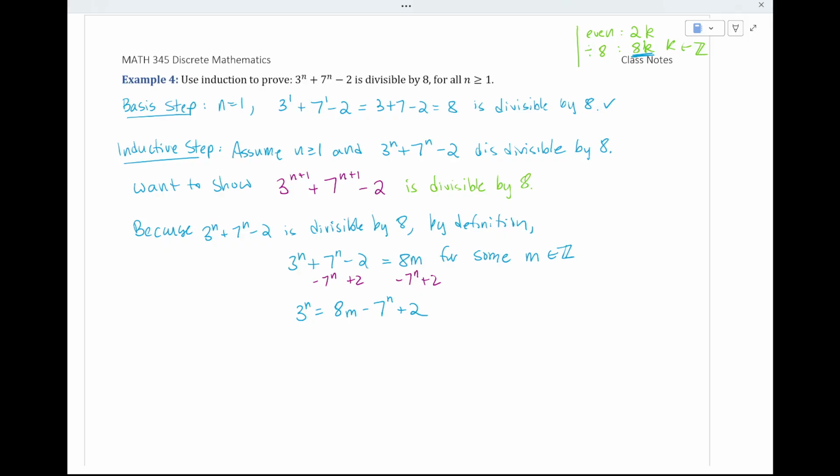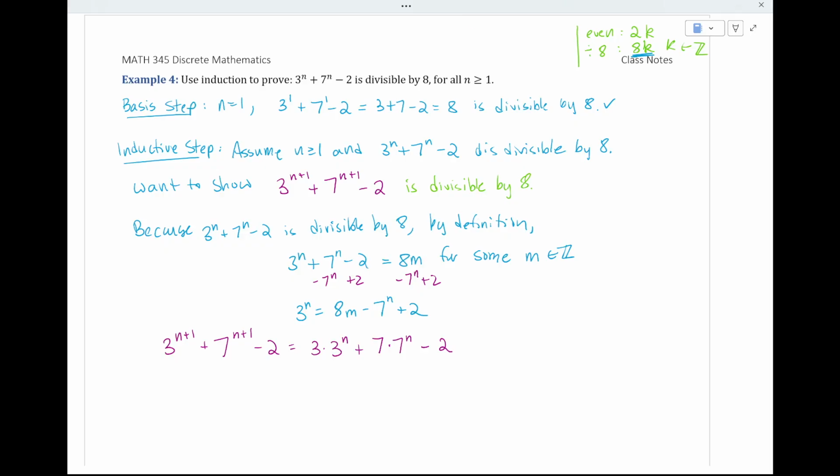And I'm going to come back over to 3 to the n plus 1 plus 7 to the n plus 1 minus 2. I could write that as 3 times 3 to the power n. So this is a 3 to the first. When you multiply two bases, you add their exponents. So I'm breaking up this n plus 1 into a 1 and an n. And I can do the same thing with the 7. Plus 7 times 7 to the n minus 2.